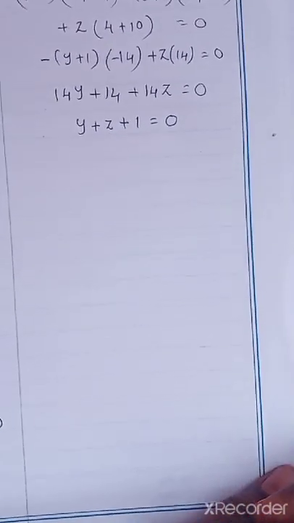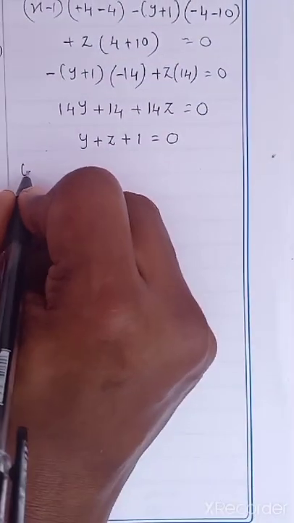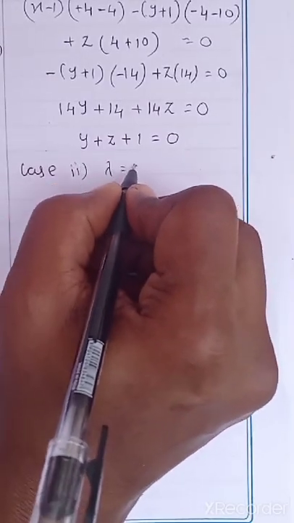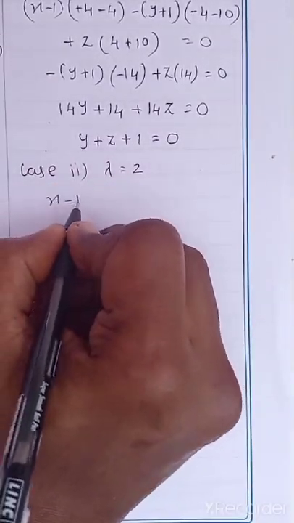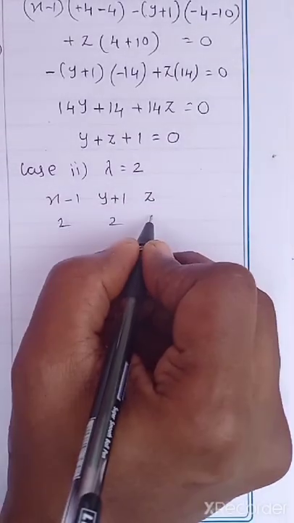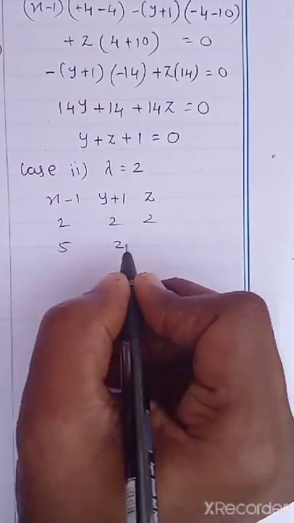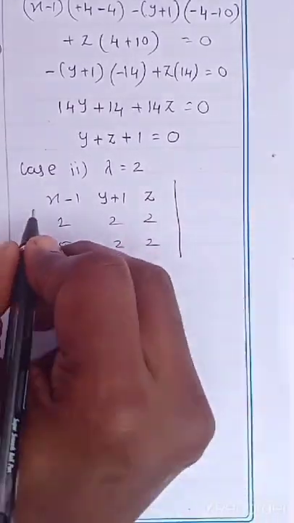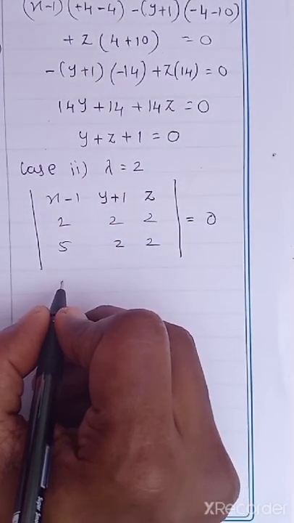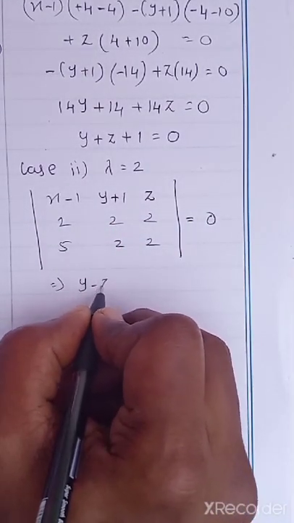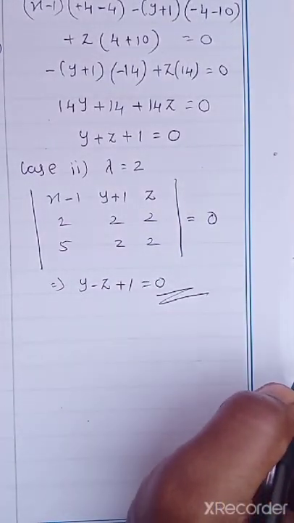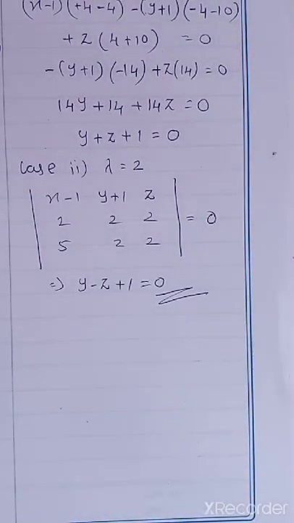When lambda is equal to 2. So your case 2 is what? Lambda equal to 2. Instead of lambda, what you have to substitute? Equal to 2. So this will become 2, 2, 2, 5, 2, 2, which is equal to 0. Again, if you simplify this, you will get y minus z plus 1 equal to 0 is your final answer. Is that clear?